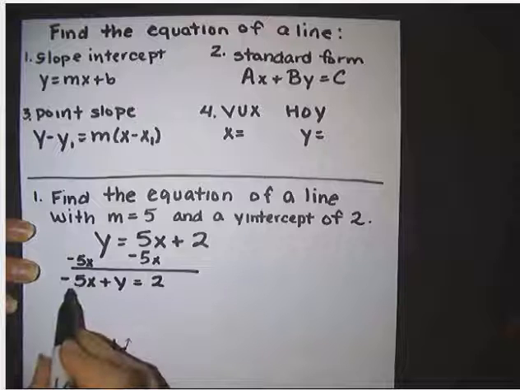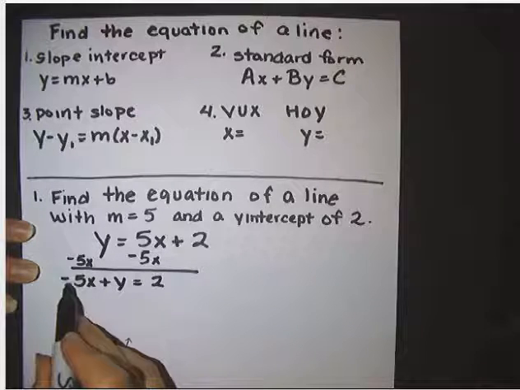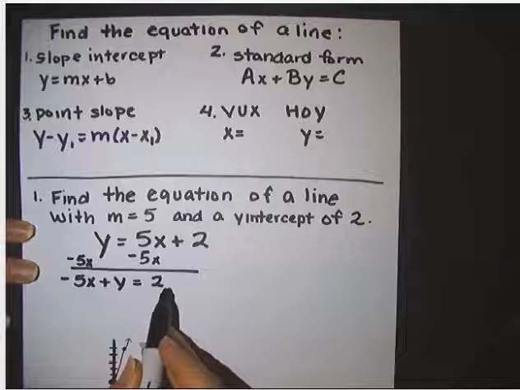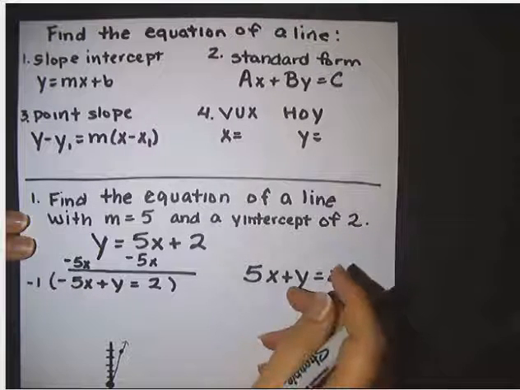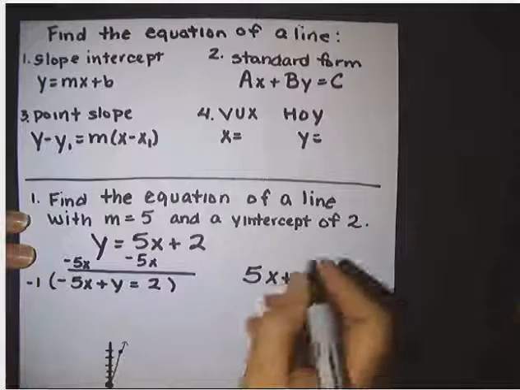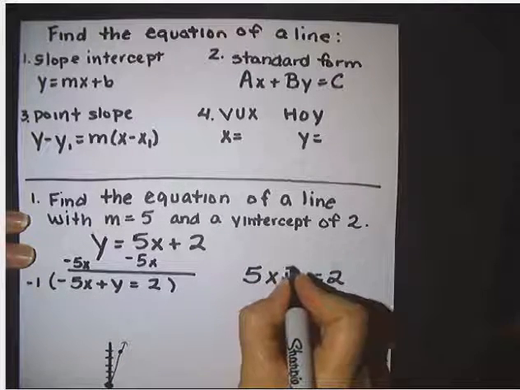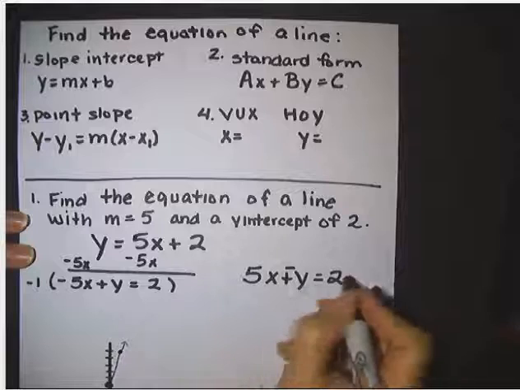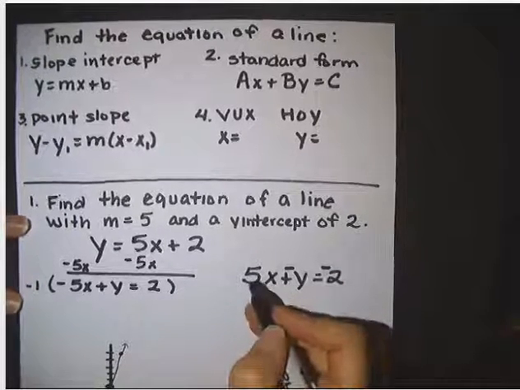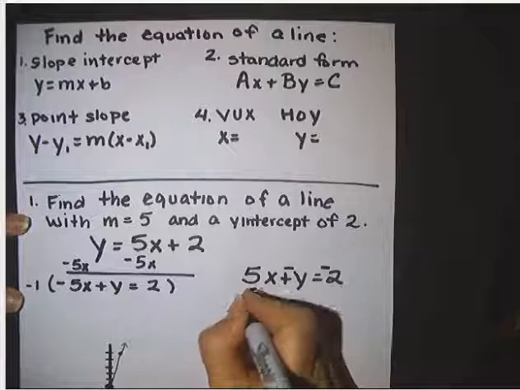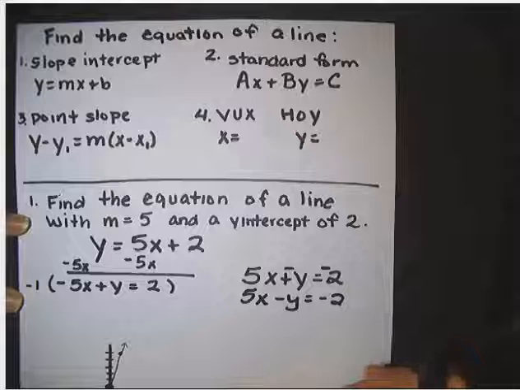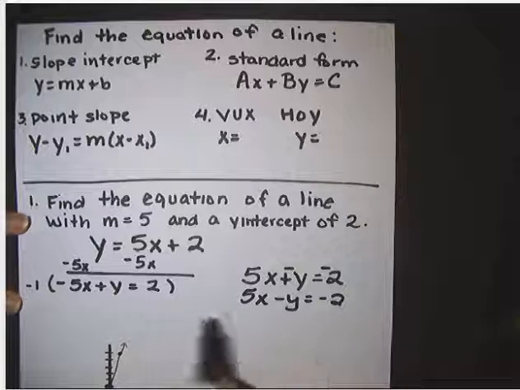Almost standard form, but we cannot have a negative up front here, so we need to multiply everything by -1. Okay, if we multiply by -1, we get 5x minus y equals -2. I wrote that wrong originally. So 5x minus y equals -2, and always check your answer. It only takes a second.